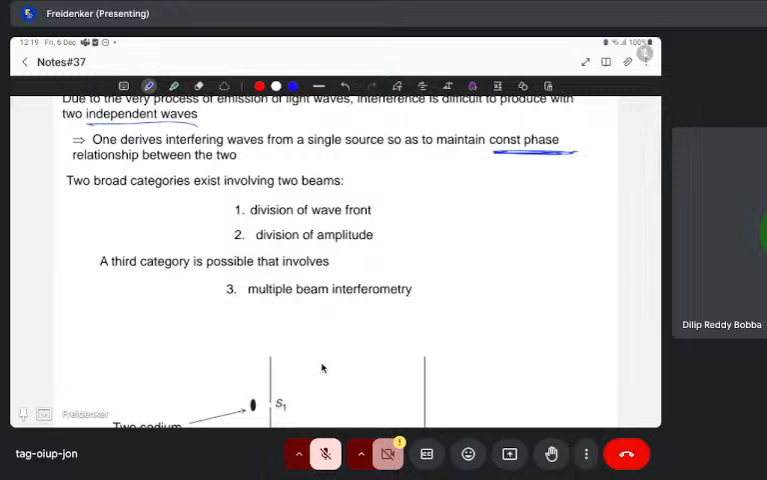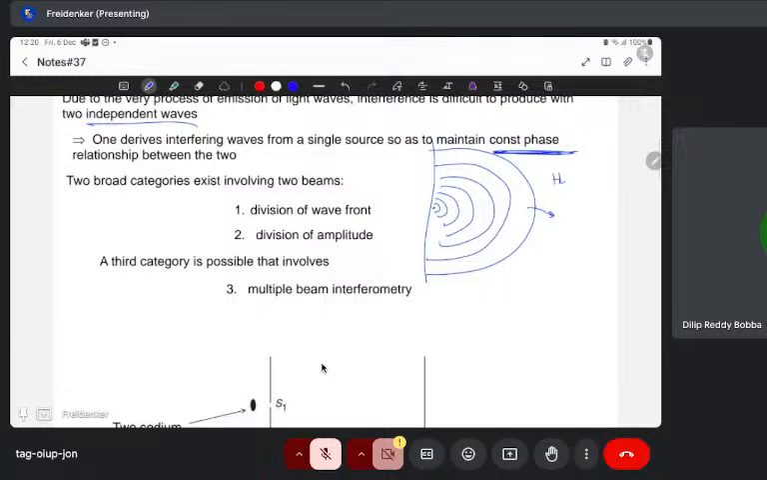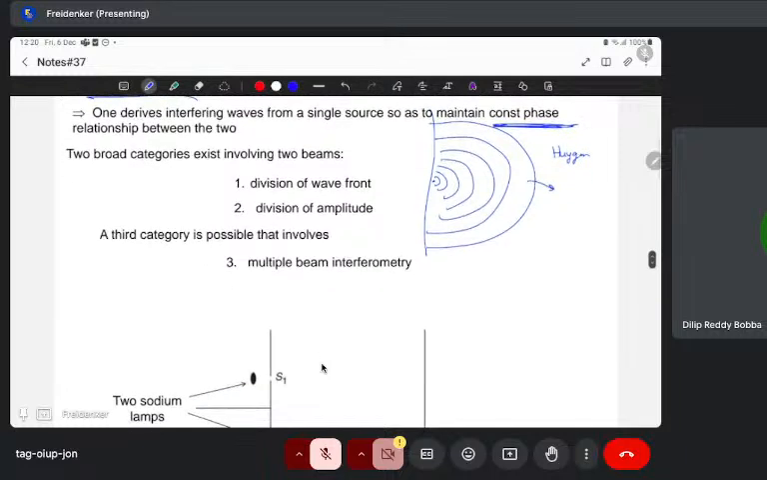Division of wavefront. Wavefronts are basically like if you have a source, it moves in the form of a wavefront. So this is called a wavefront. I think Huygens gave this principle. Division of amplitude, multiple beam.